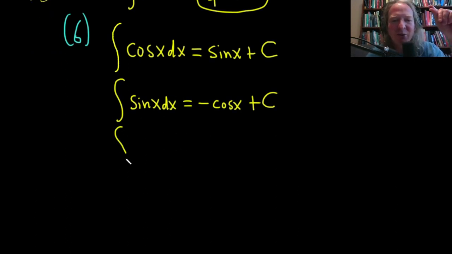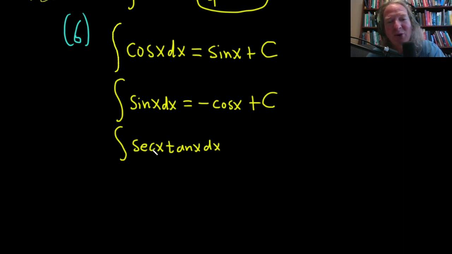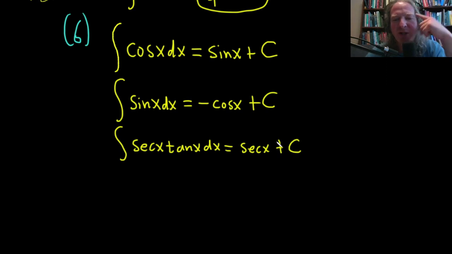How about this one here? Secant x, tangent x. These are strategically picked, by the way. You might say, what about secant? Why'd you jump to secant tangent? Secant is a whole other story, right? Integration is not as easy as differentiation. The integral of secant requires other techniques, which we'll learn later. So you have secant times tangent. What's a function whose derivative is secant tangent? Well, secant. This is the secant of x plus our constant of integration, capital C.